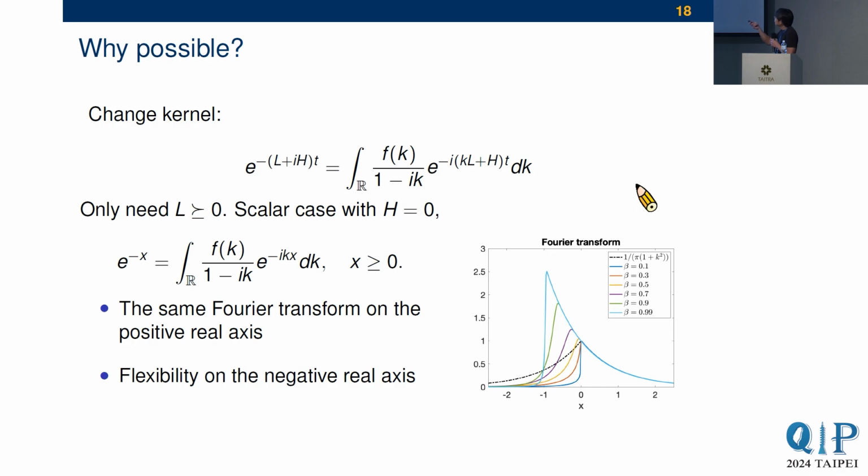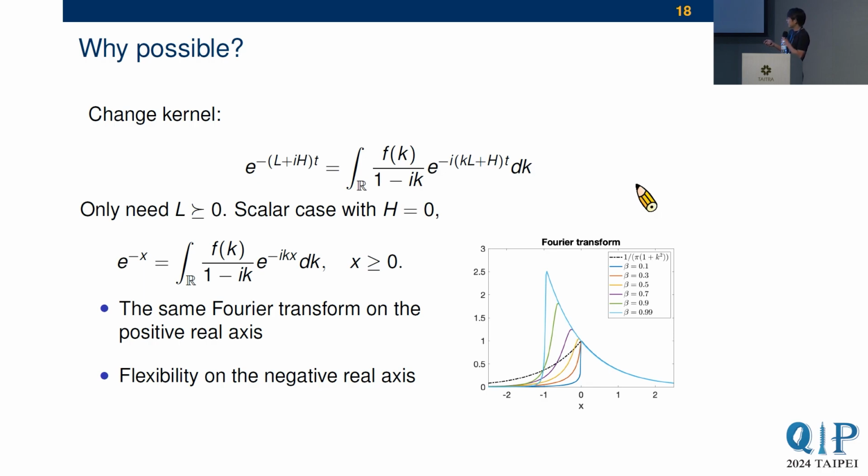What we're going to do is to prove this identity, that is e to the minus At. There's also a time-dependent version of that as well. The proof doesn't change, so let's just consider the time-independent version: e to the minus (L plus iH)t equal to something like this, a linear combination of Hamiltonian simulation.